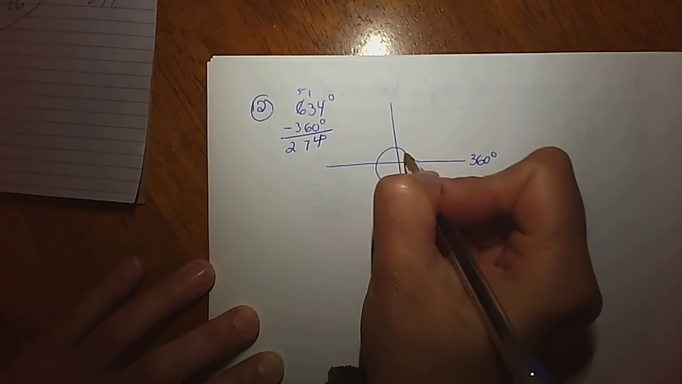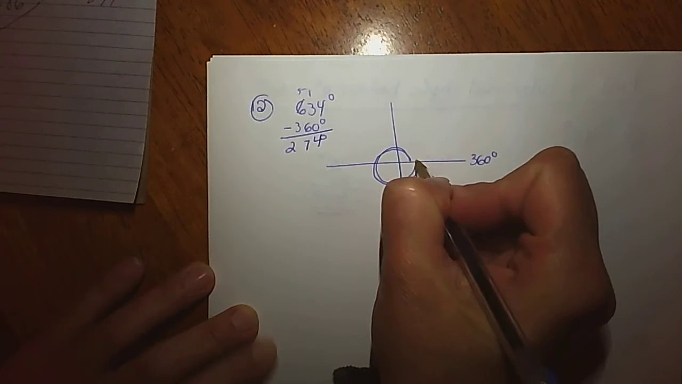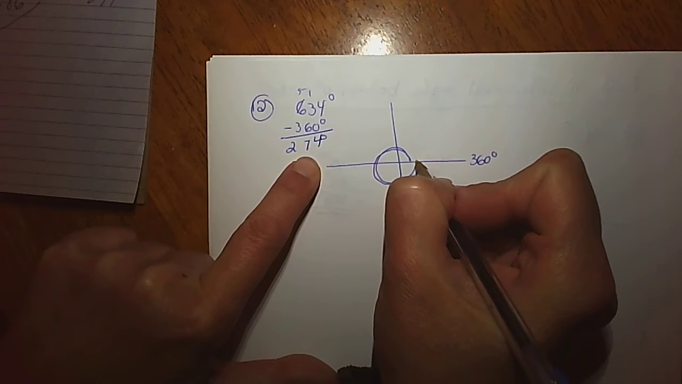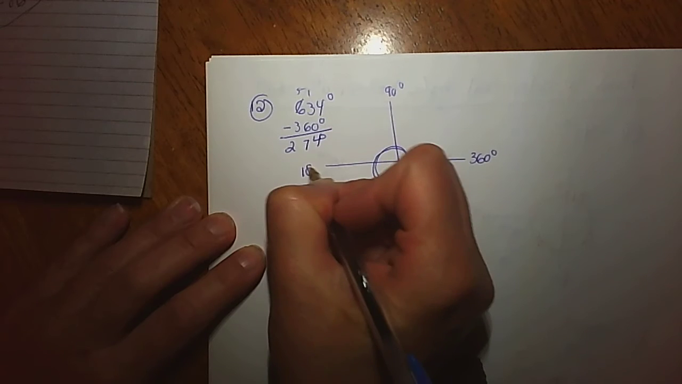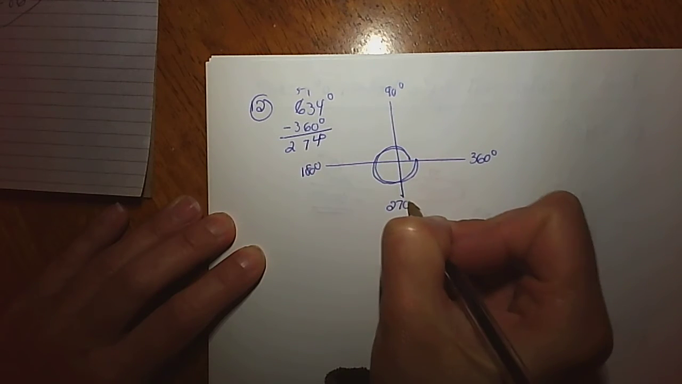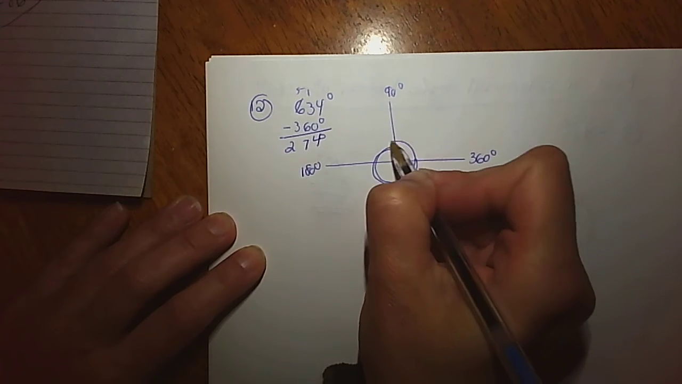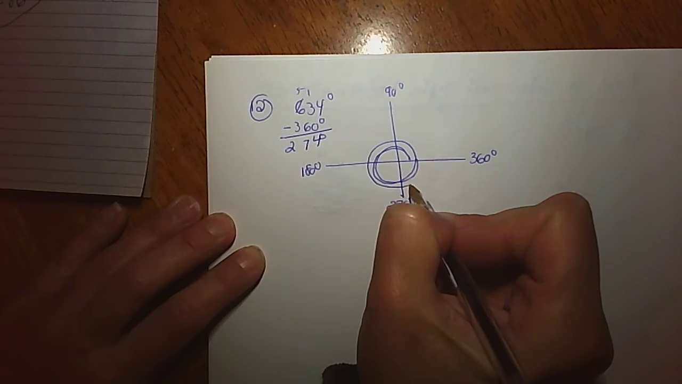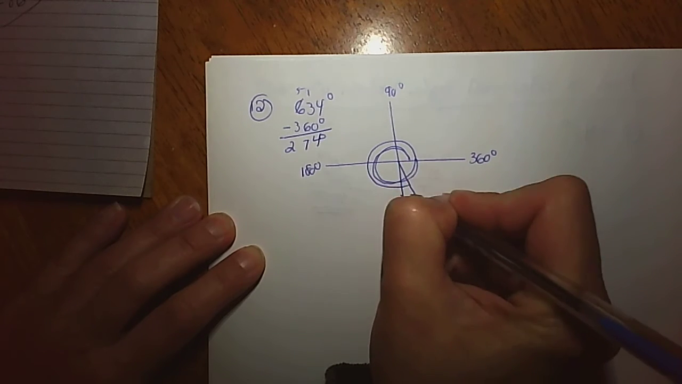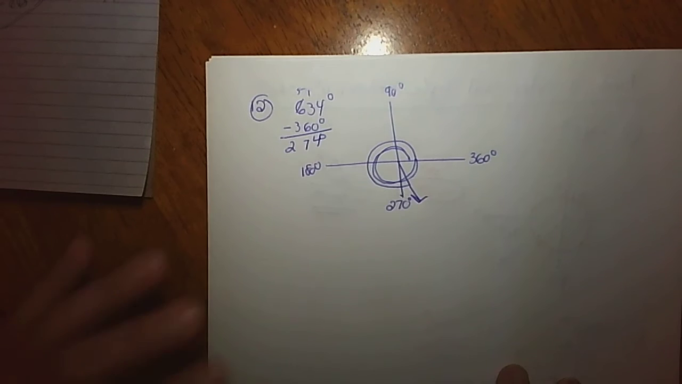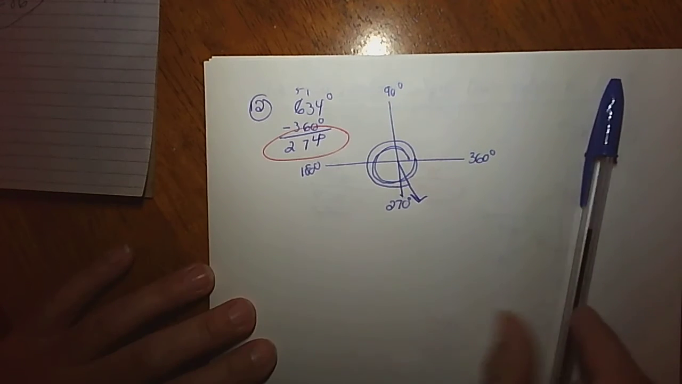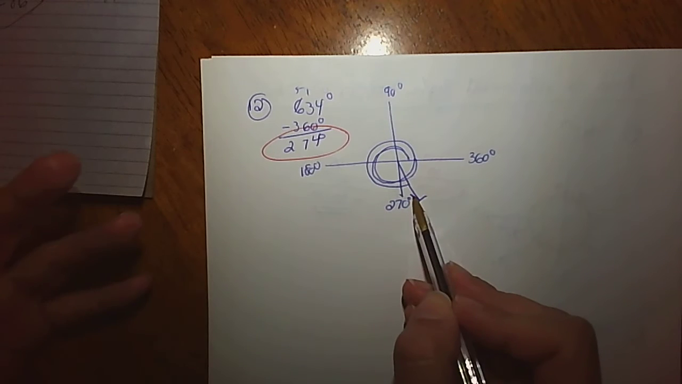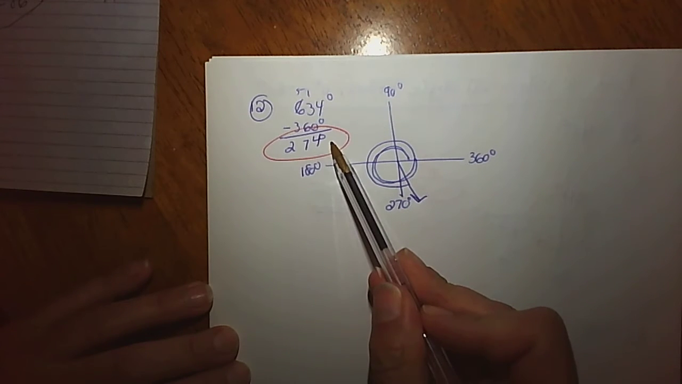So that means we're going to go all the way around 360 and an extra 270 more. So this would be 90, 180, 270. So 274 means I'm going to end up right there, right past that line. All right, so a coterminal angle, believe it or not, is 274. That's actually where we ended up, so that would be the coterminal angle.